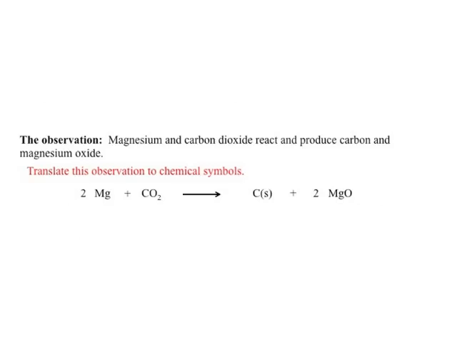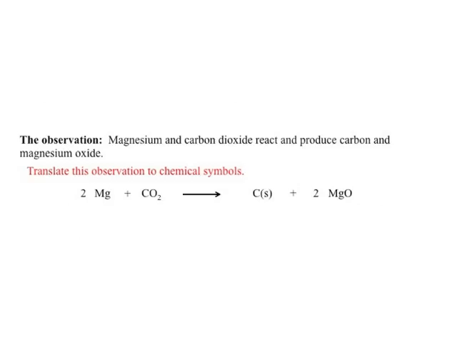Here, the observation is magnesium and carbon dioxide react and produce carbon and magnesium oxide. How do you translate this observation into chemical symbols that you learned previously? Magnesium is simply the element symbol, Mg. Carbon dioxide, CO2, and produce carbon. Carbon is C, and magnesium oxide is MgO.